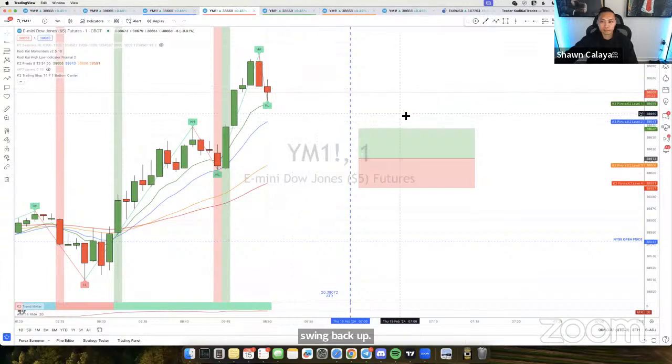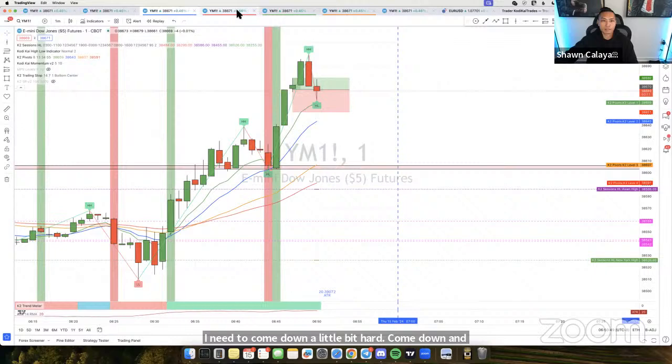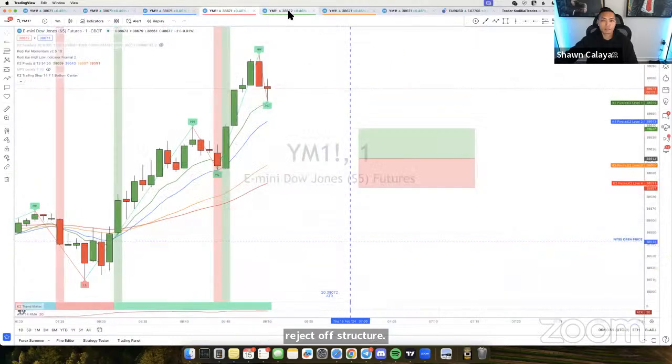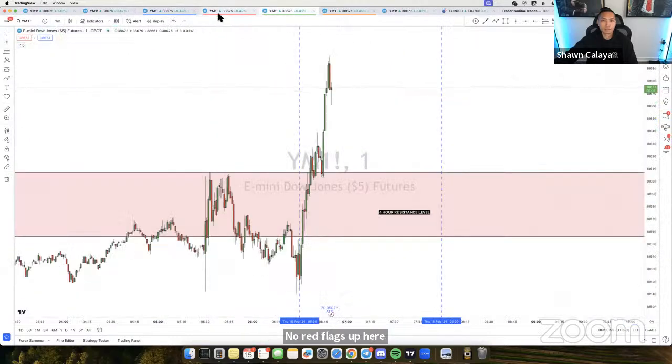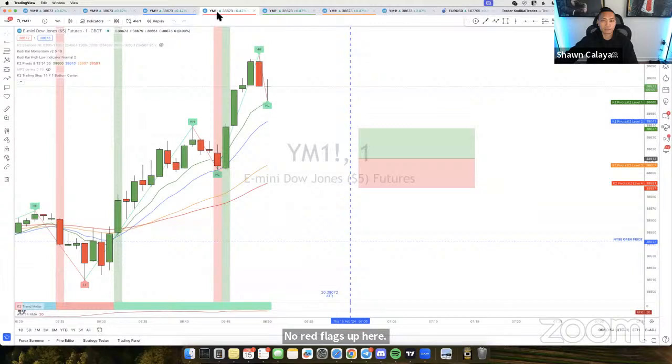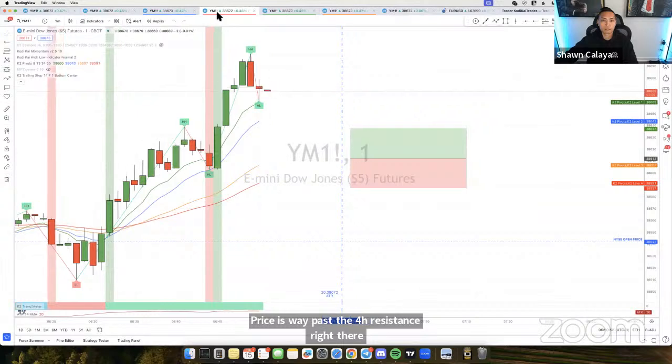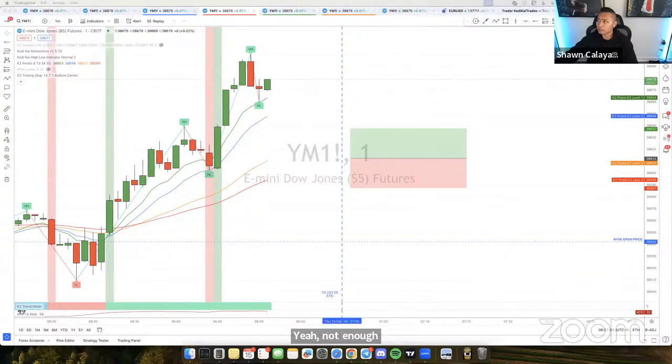I need to come down a little bit harder because it needs to come down and reject off structure. No red flags up here. Price is way past the 4-hour resistance right there. Yeah, not enough. At least not yet.